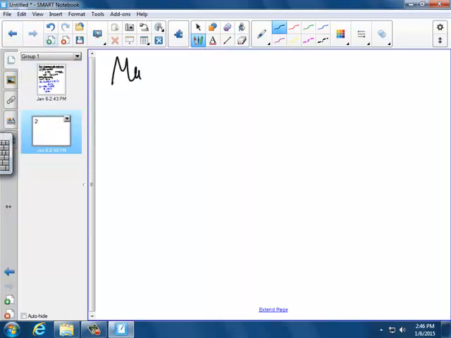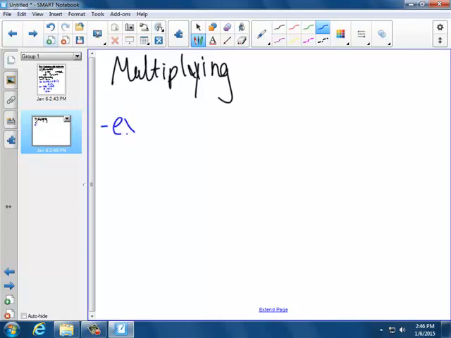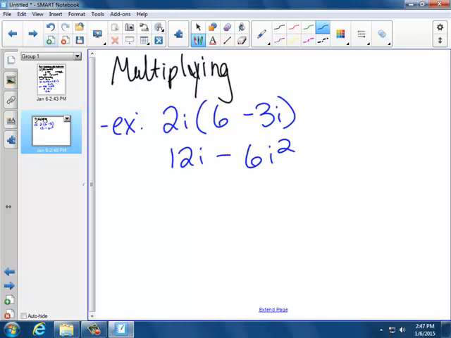Multiplying. So the first one, let's say we have 2i times the quantity 6 minus 3i. So just like I said, treat i like x. We're going to distribute. So this is going to be 12i minus 6i squared.